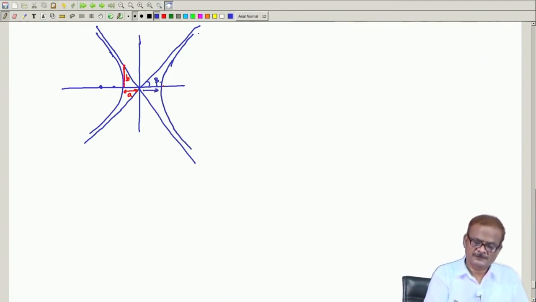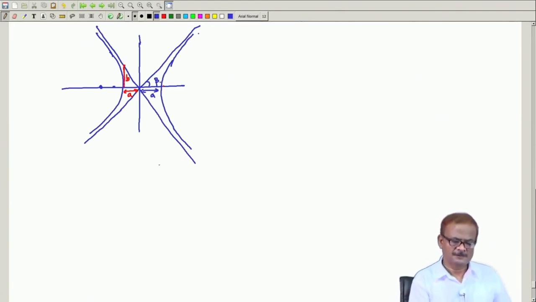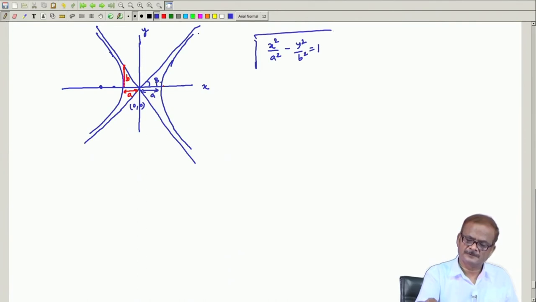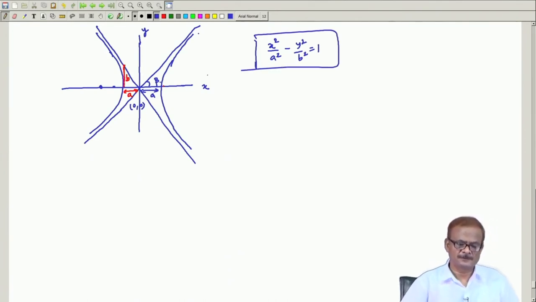So, this distance also, this is A, this is not to scale, not a very good figure, but it is okay. In this direction x and y, and the origin lies here at 0, 0. Therefore, for this we have written x square by a square minus y square by b square equal to 1 as the equation of the hyperbola. We will discuss the hyperbolic eccentric anomaly later on. First, we look at this part.